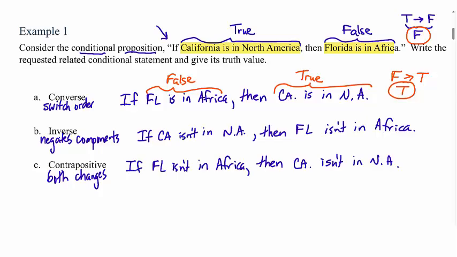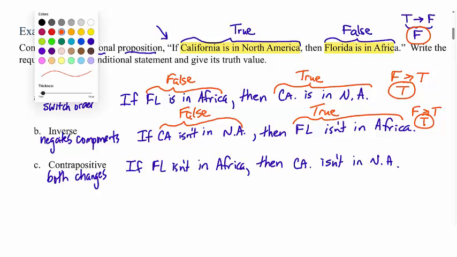All right, now let's look at the inverse. The inverse, we said California isn't in North America, which is false. And we said Florida isn't in Africa, which is true. So once again, we get the false implies true truth pattern, which we know to be true.